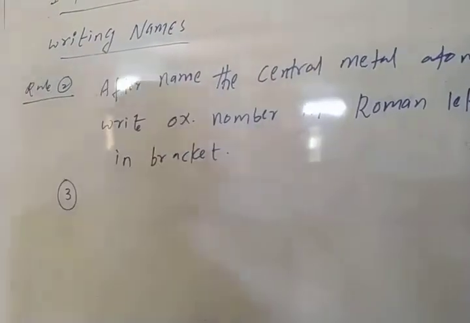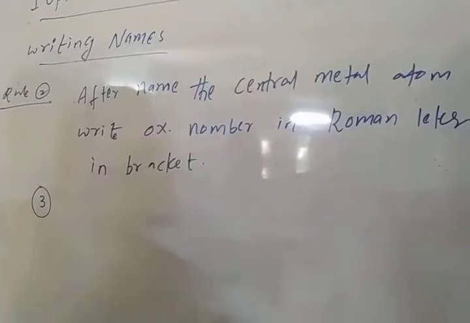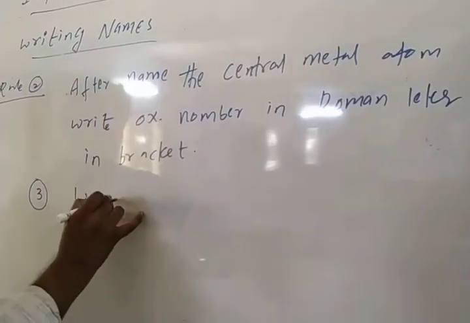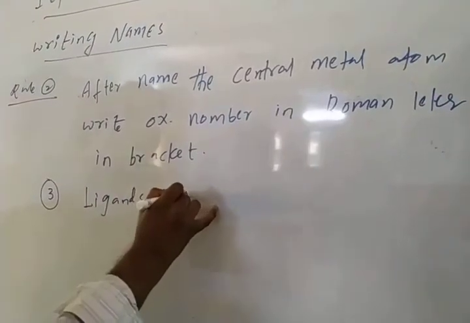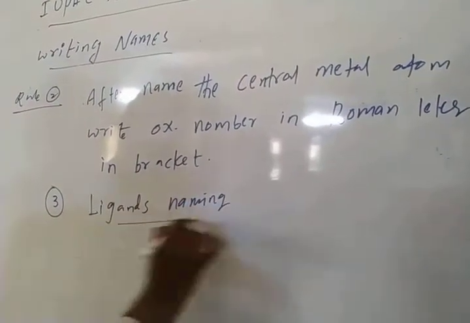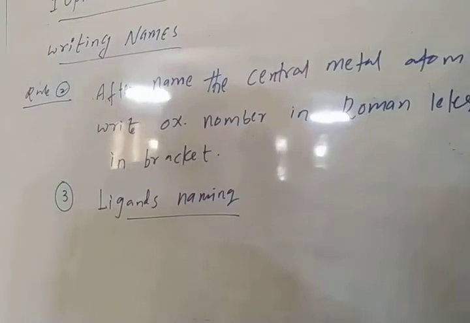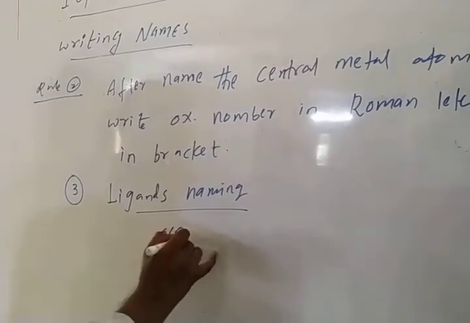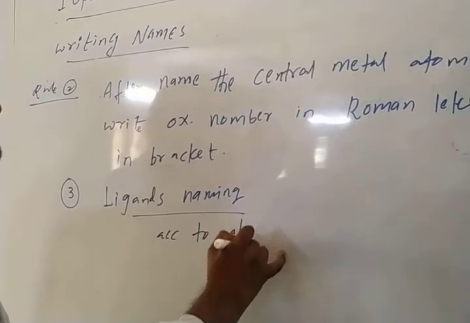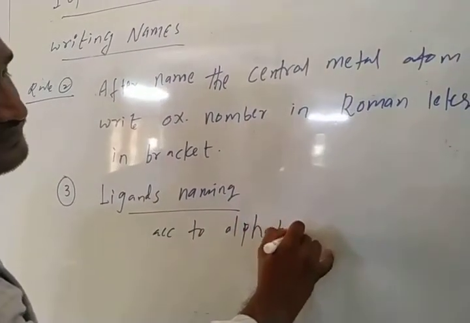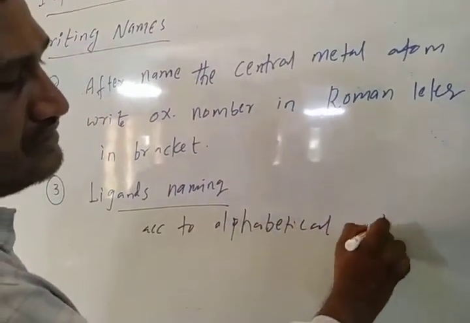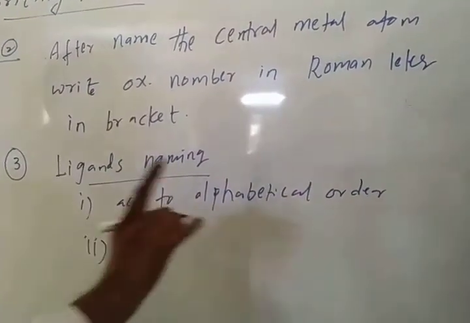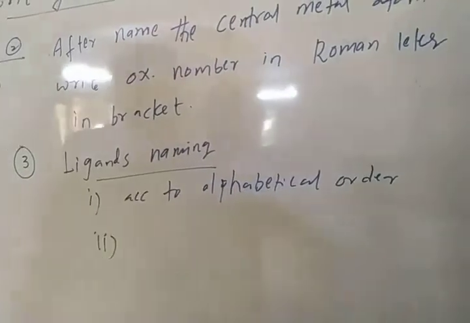Next, third. In the case of ligands, ligand naming. First thing, according to alphabetical order. Number 2. This is the first priority: first, name according to alphabetical order.